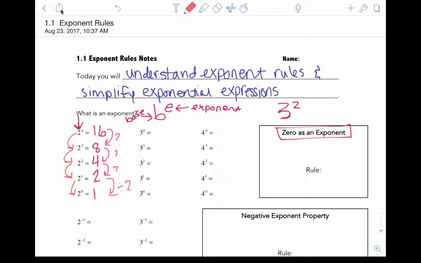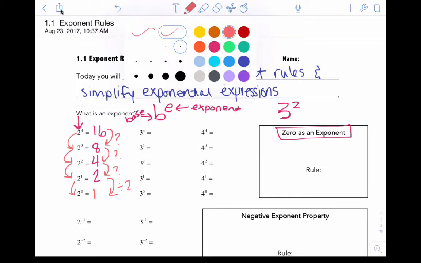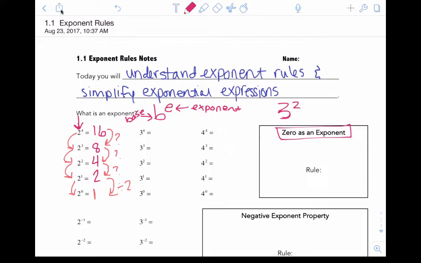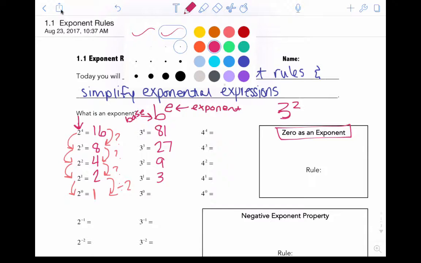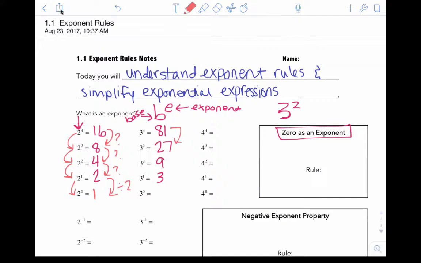Let's go ahead and look at when we have our base of 3. So 3 to the 4th power, once again, if I multiply that out, I get 81. And then 3 to the 3rd power is 27. 3 squared is 9. 3 to the 1st is 3. So once again, I'm going to look at this and ask myself, how do I get from here to here? Each time, well, I'm dividing by 3. So to get from 3 to the 1st to 3 to the 0 power, once again, I'm going to divide by 3. 3 divided by 3 is 1.